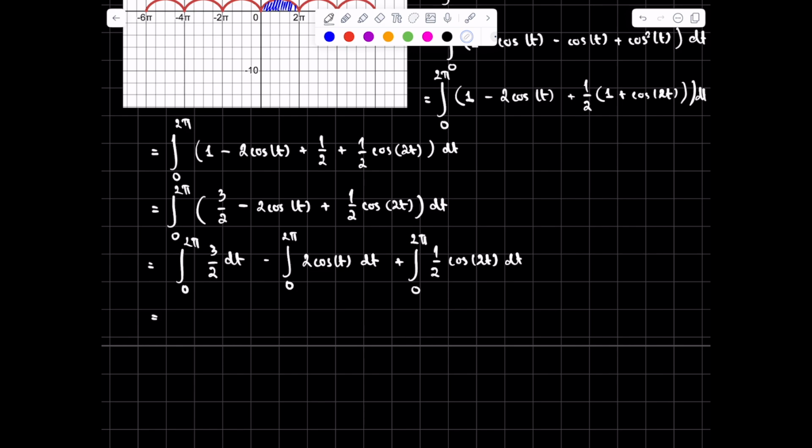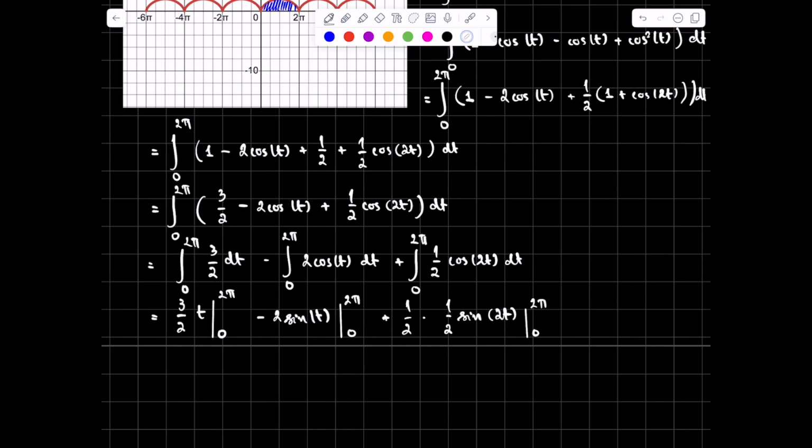Right, so I'm going to just write down the answer here. So 3/2 t evaluated at 0 and 2 pi minus 2 times the antiderivative of cosine, which is sine of t. So again, the antiderivative of cosine of t is positive sine of t. Okay, evaluated at 0 and 2 pi plus 1/2. So the antiderivative of cosine of 2t is 1/2 times positive sine of 2t, evaluated at 0 and 2 pi.